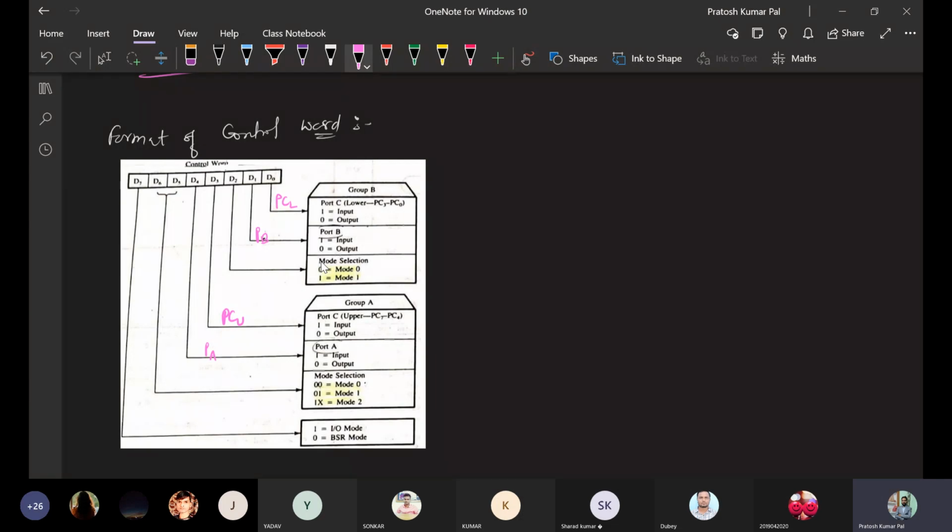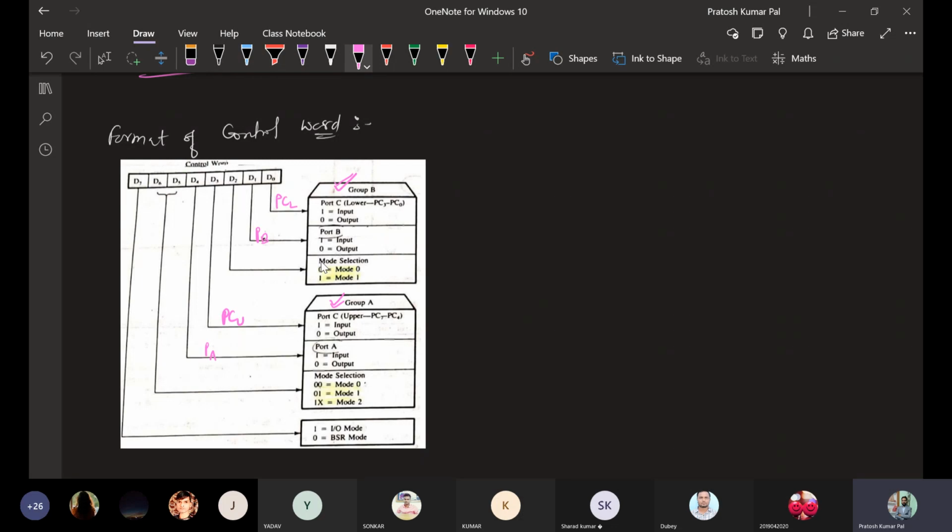So here this is the decision with group. This is the control signal for group B. In group B, port C lower and port B are there. So whichever mode these ports are operating in is displayed here. But in group A control logic, group A consists of port C upper and port A.